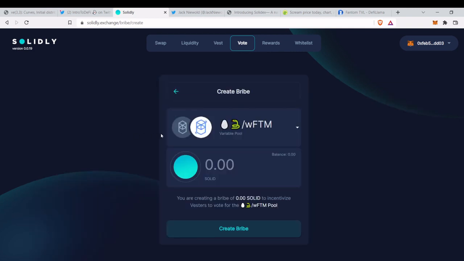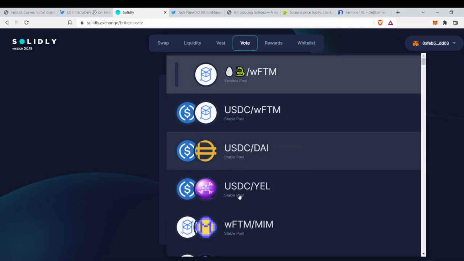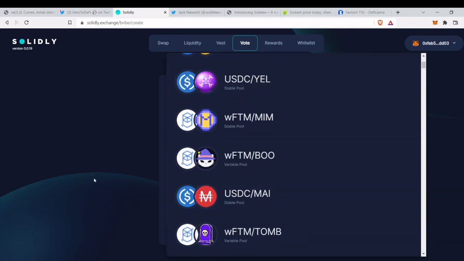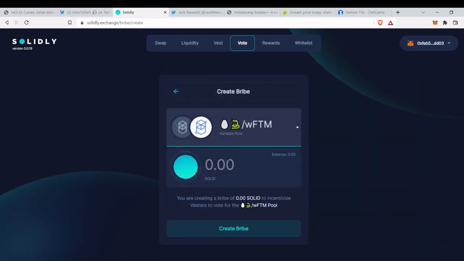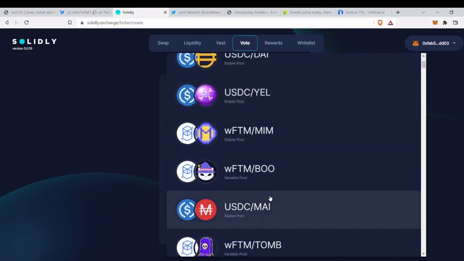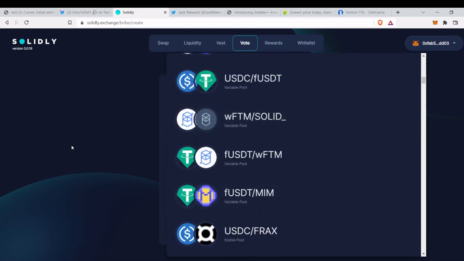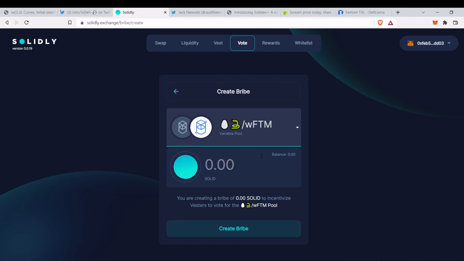Choose the LP to bribe, choose your bribing asset. You can choose the LP to bribe here, and choose the bribing asset here, and choose your bribing quantity, then create bribe and it's done. Maybe a better UI can be deployed here, as some of the tokens, some of the liquid pairs are not here, but other than that it's pretty easy to use.